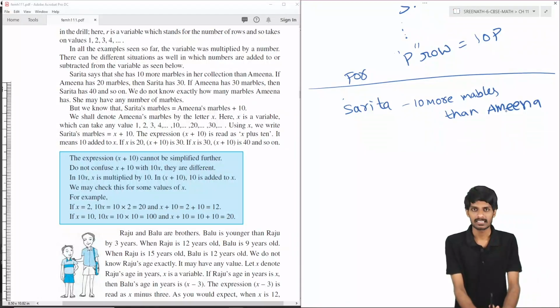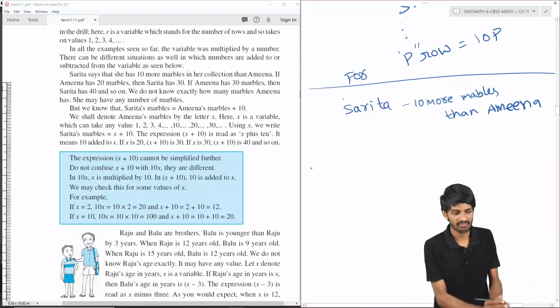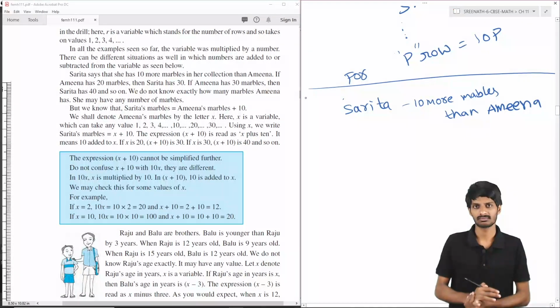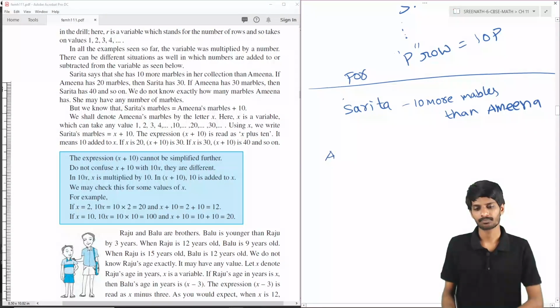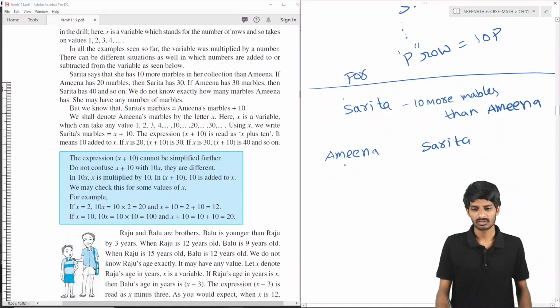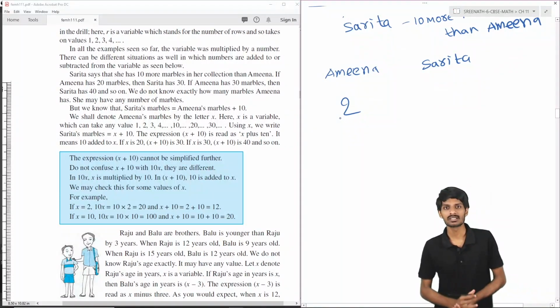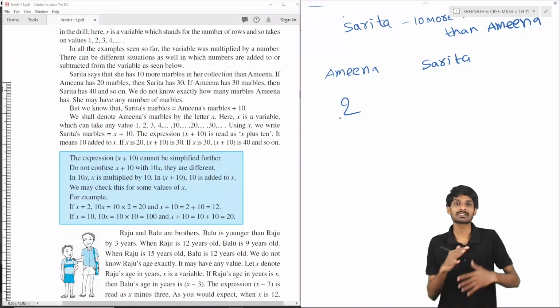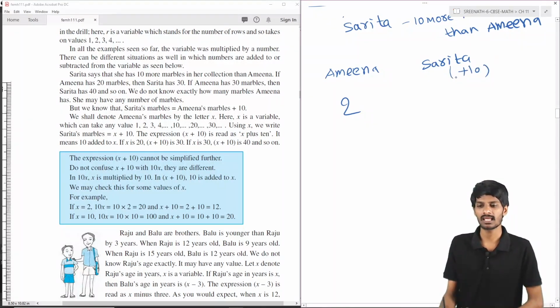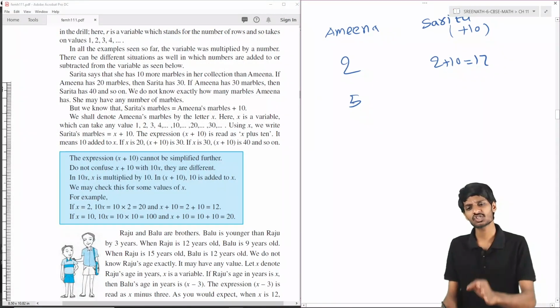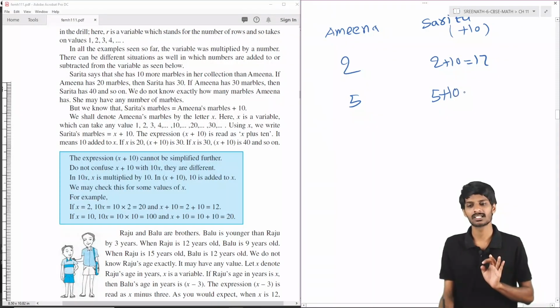Suppose Amina is having 10 marbles, how many marbles will Sarita have? Sarita will have 10 extra marbles. Okay students, so if Amina is having 2 marbles, how many marbles will Sarita have? Sarita will have 10 marbles extra, plus 10 more than Amina. So it is 2 plus 10, that is equal to 12. If Amina is having 5 marbles, then what about Sarita? Sarita will have 10 extra than Amina. So that is 5 plus 10, that is 15.